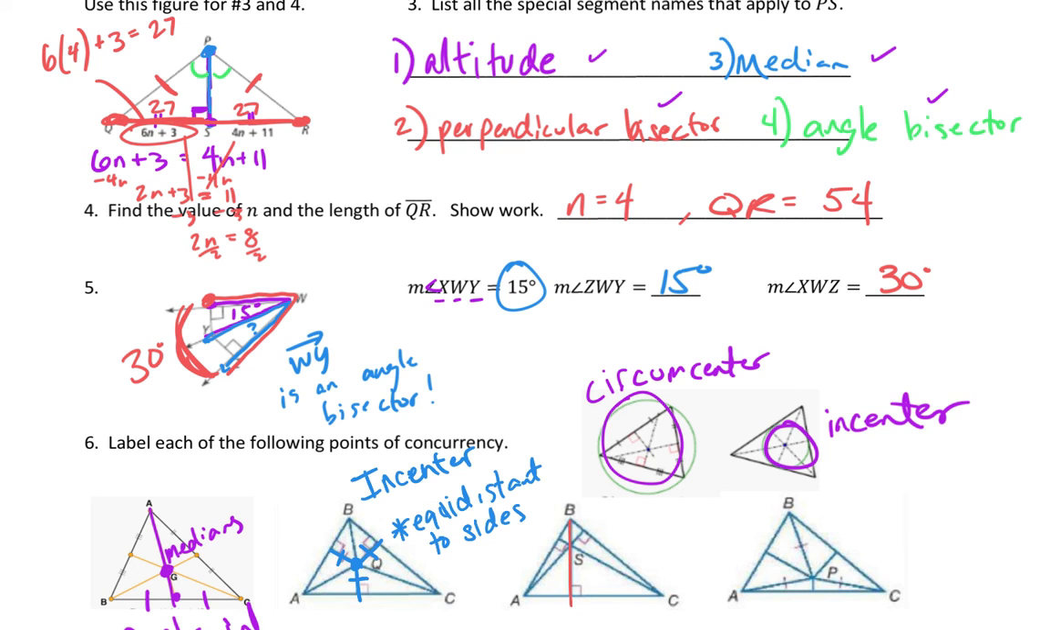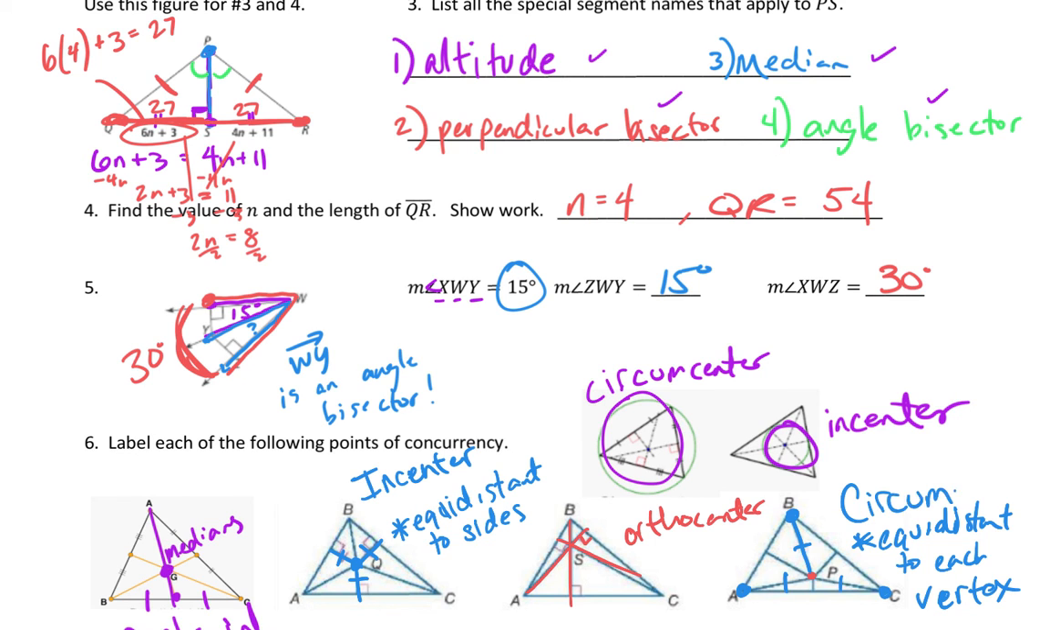Here I see 3 altitudes. 3 altitudes meet up at an orthocenter. And then lastly, I see a point P, and this point P is the same distance to each vertex. So equidistant to each vertex, I'm going to write that down, equidistant, and that's going to be the circumcenter.